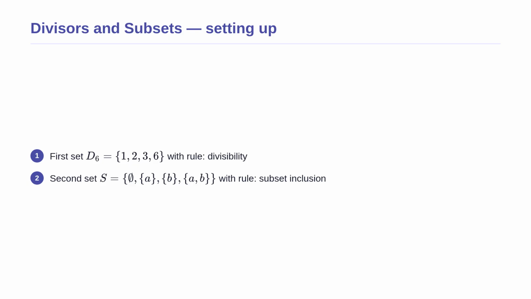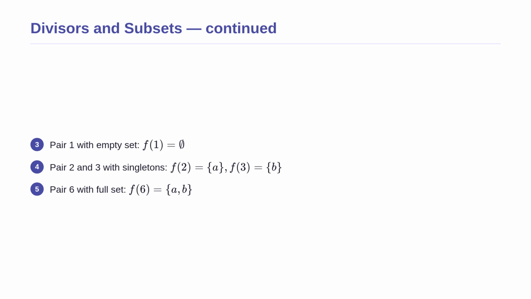We are asked to determine if the structure of divisibility among the numbers perfectly matches the structure of containment among the letter collections. We now establish a one-to-one mapping between the two sets. We pair the number 1 with the empty set, because 1 divides everything and the empty set is a subset of everything. We pair the number 2 with the set containing just A, and the number 3 with the set containing just B. Finally, we pair the number 6 with the full set containing both letters. This completes our perfect bijection, ensuring every number has a unique letter collection counterpart.